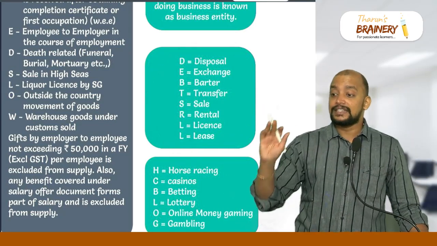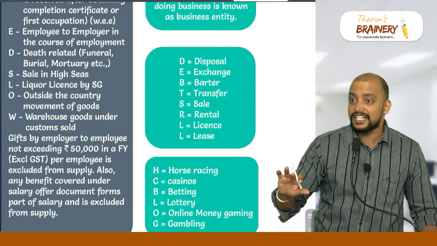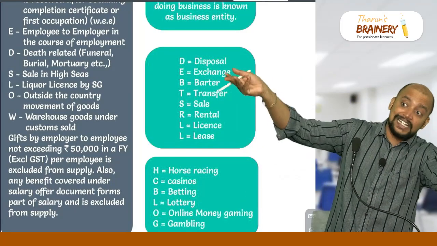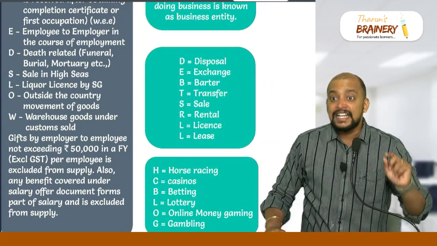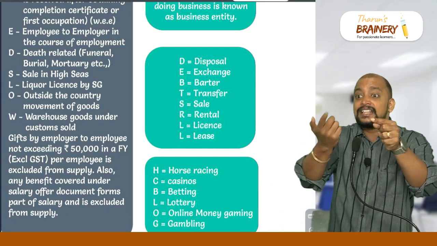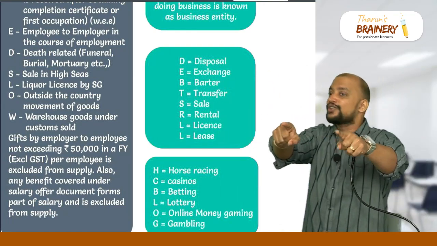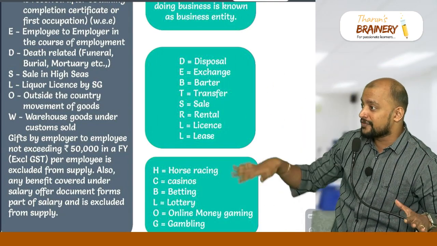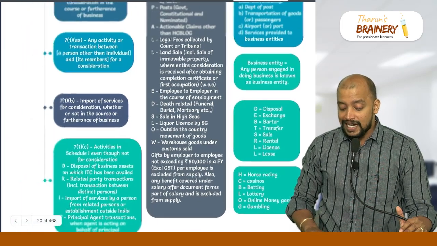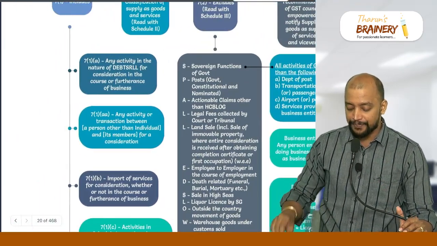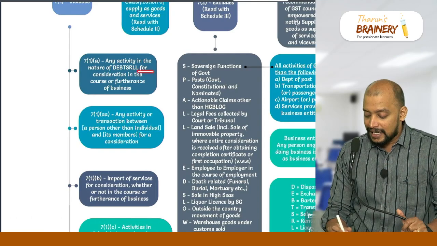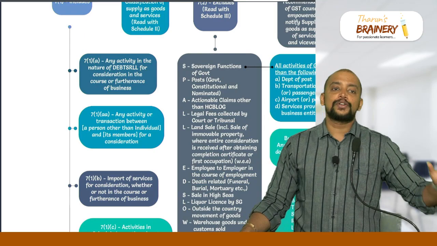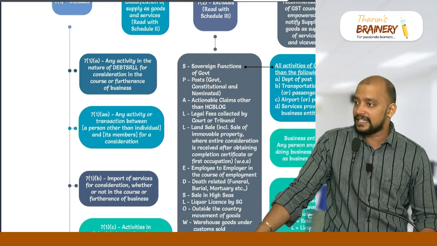No, because these are some illustrative activities which will be covered under 7(1)(a). Apart from this, any other activity also may come under 7(1)(a). Any activity in the nature of these activities, you understood or not? Not these activities only, any activity in the nature of these activities. And two conditions are there in 7(1)(a). See there, for consideration in the course or furtherance of business, then only it will become supply under 7(1)(a).